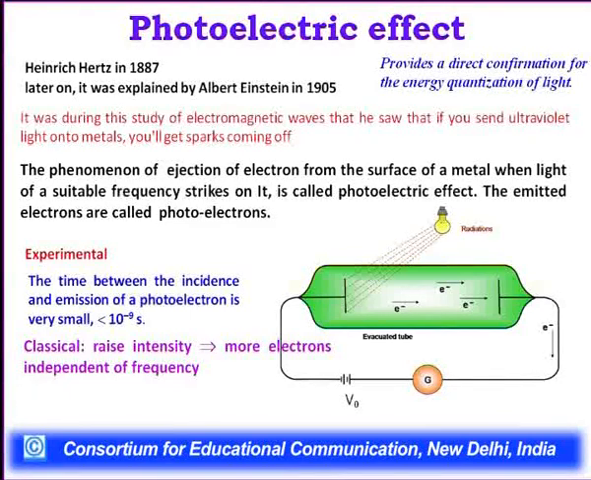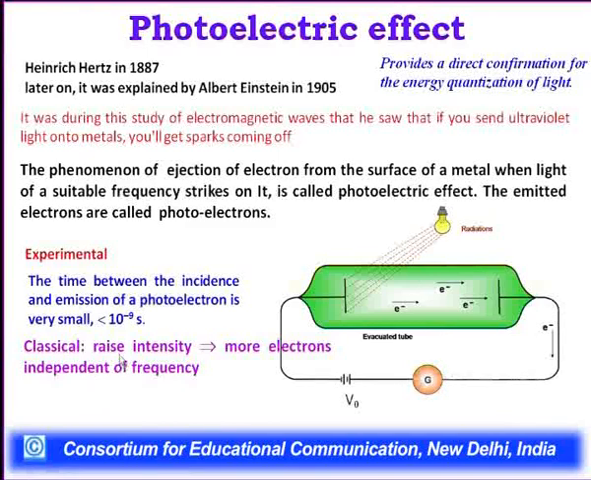It was during the study of electromagnetic waves that when ultraviolet light fell upon the metal, sparks came off. Then the photoelectric effect was observed. In the experimental diagram, the time between the incident light and emission of the photoelectron is very small. Immediately the electrons eject from the metal surface, and that time is less than or equal to 10 power minus 9 second.